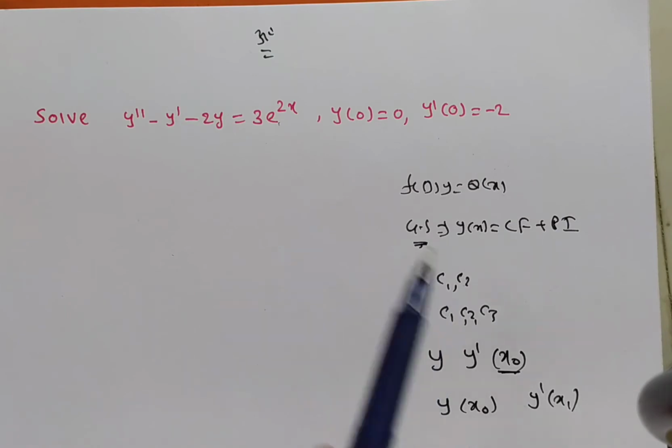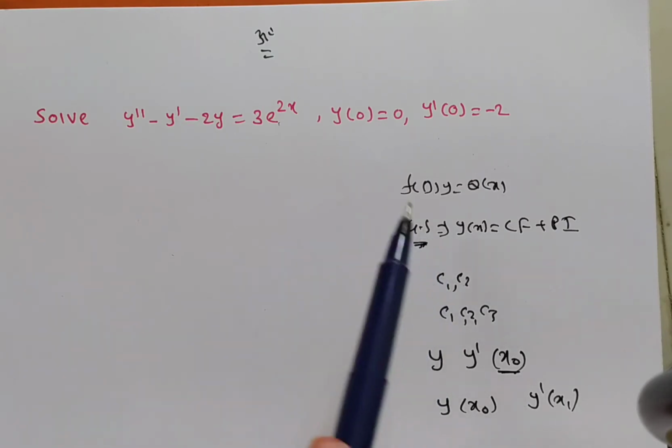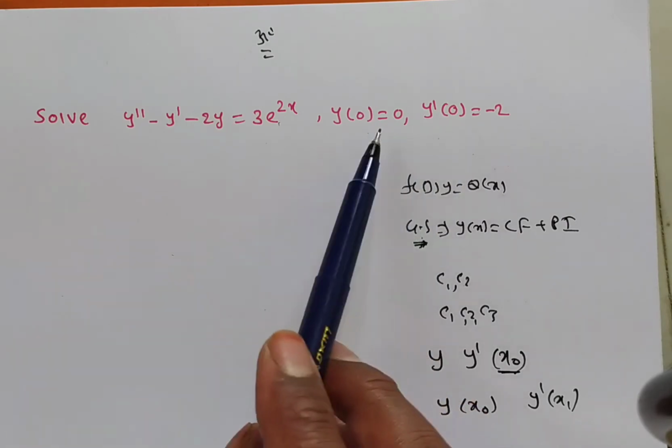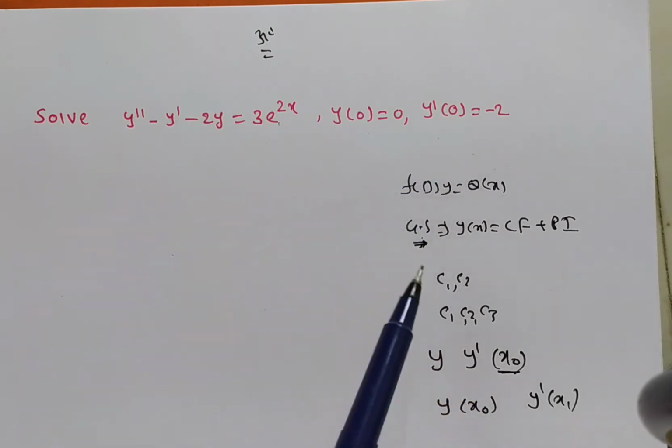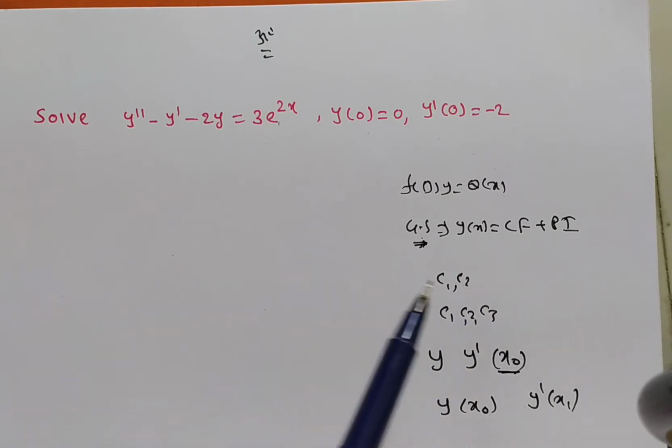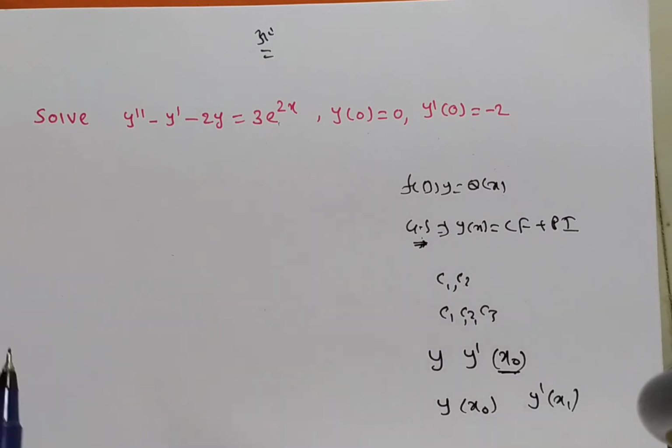Once again I am repeating, from the general solution we are giving the particular values, so we are getting one solution. That solution is called the particular solution. In the particular solution we don't have any arbitrary constants. So now come to the problem.